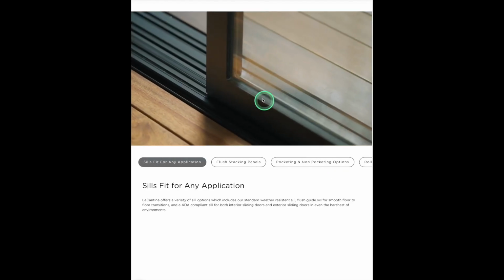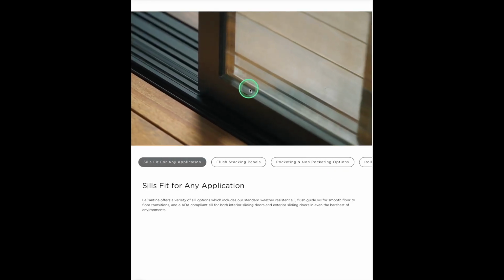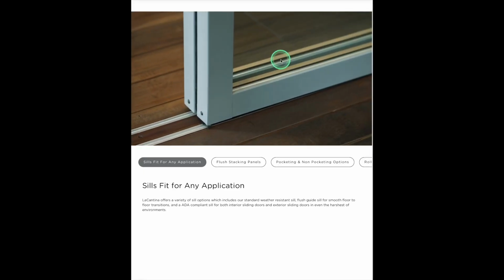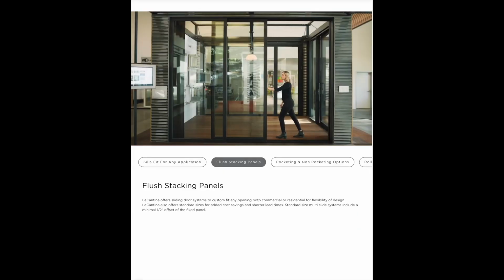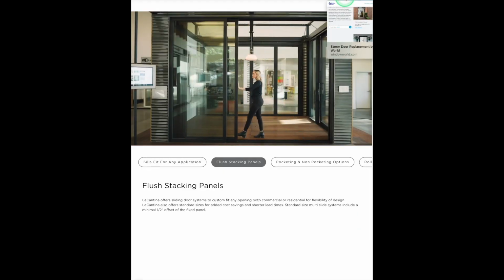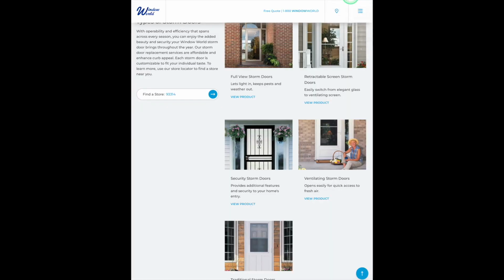It's going to have two glasses. You're going to have one glass on the interior and another glass on the exterior that separates the inside from the outside. And you could have a triple pane glass door, but that would be a more energy efficient sliding door. Now, what about a storm door?